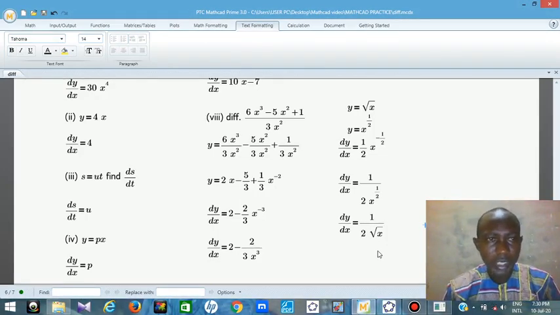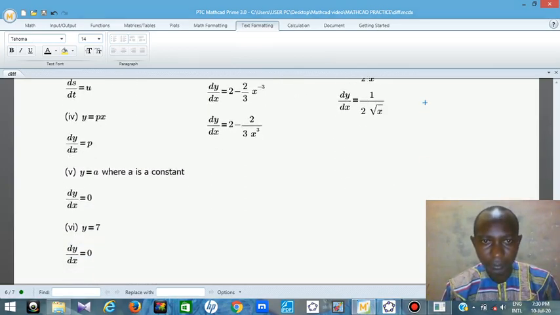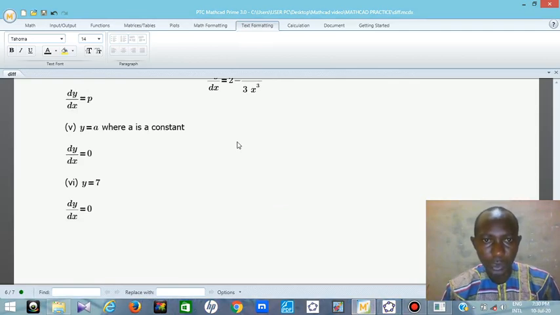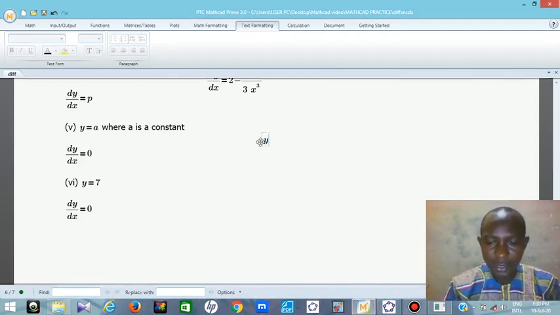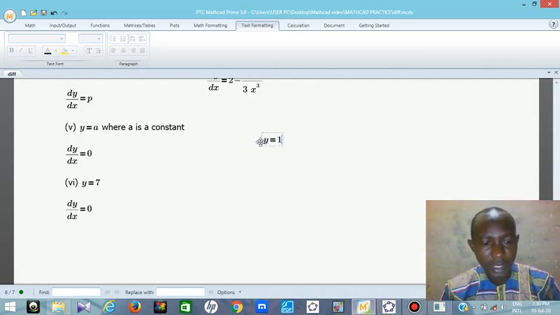So there are so many questions they can ask you to differentiate. Just know the basic rule and you know what to do. They can even ask you to differentiate, let's say you have something like this. They ask you to differentiate y is equal to, let's say, 1 divided by x.